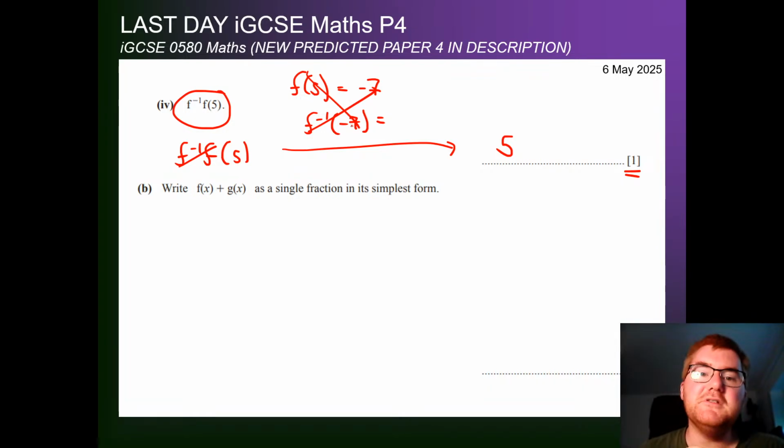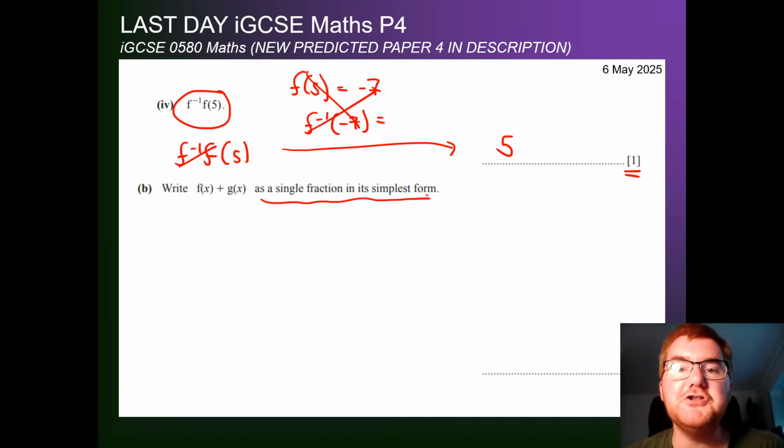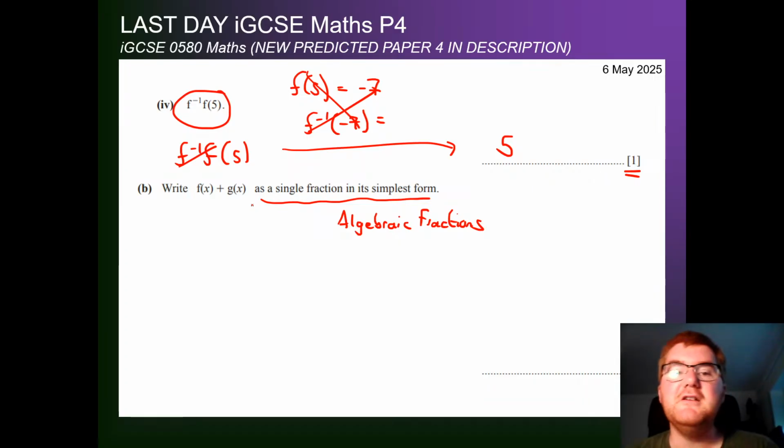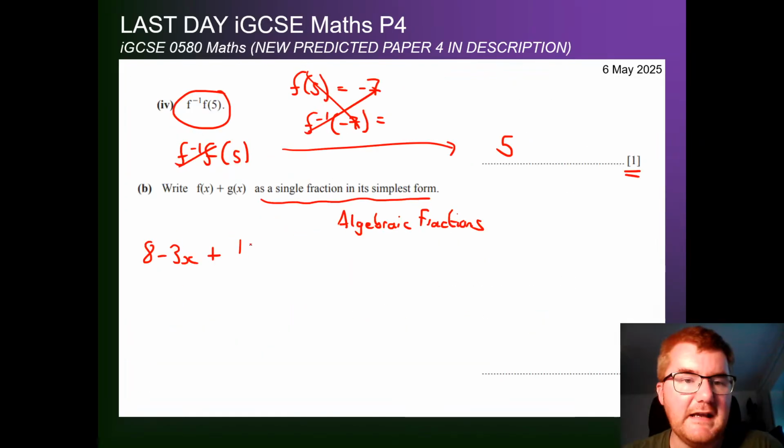Okay, last question. Again, we've got some algebraic fractions. So even though we're covering just functions, we've actually got some algebraic fractions here. And this is often a good chunky 3 marks, so it's worth practicing. So write f of x and g of x as a single fraction. So we have 8 minus 3x plus 10 over x plus 1.